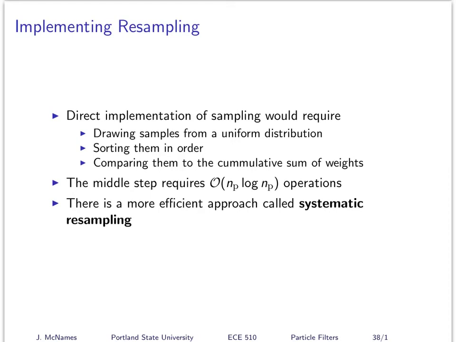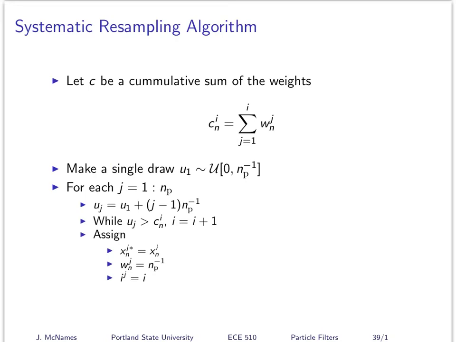When you think about drawing samples in this way, this is sort of the textbook way, and the problem is that this step here is proportional to the number of particles times the log of the number of particles. It turns out there's a much more efficient way of doing it called systematic resampling. It's a really simple algorithm, and I blazed through it on Wednesday, but let me take some time to go through it now and explain how this works. First of all, let's say we've got a cumulative sum of our weights, and I'm going to try to represent that over on the edge here. I don't know if I'm going to be able to do it.